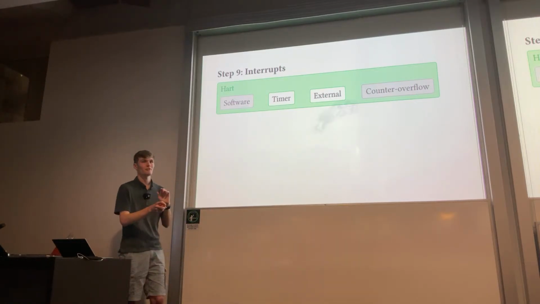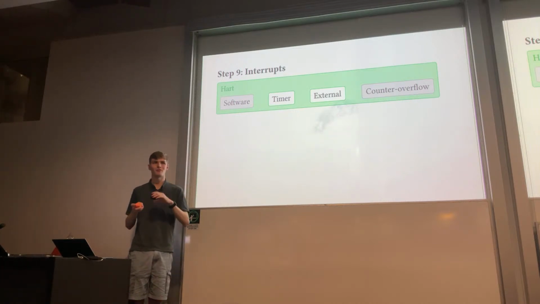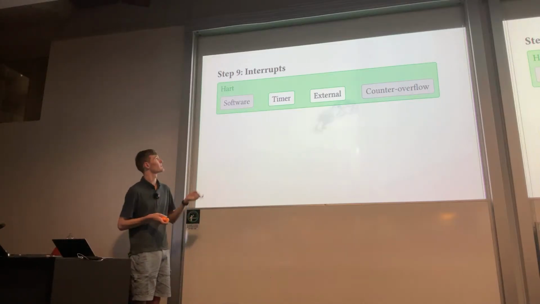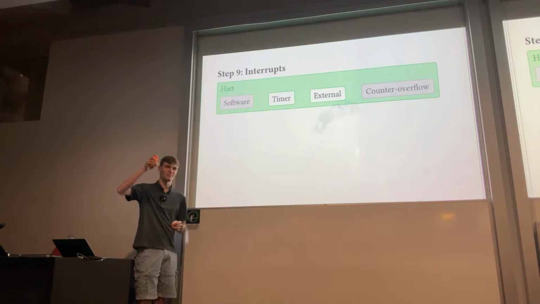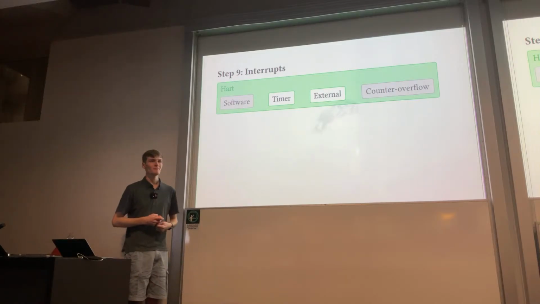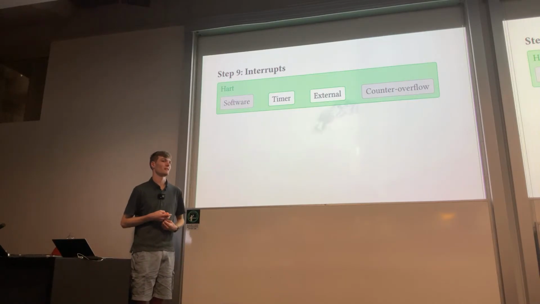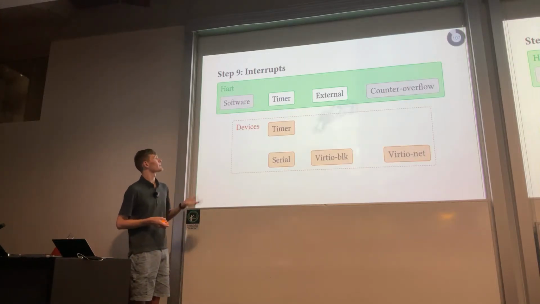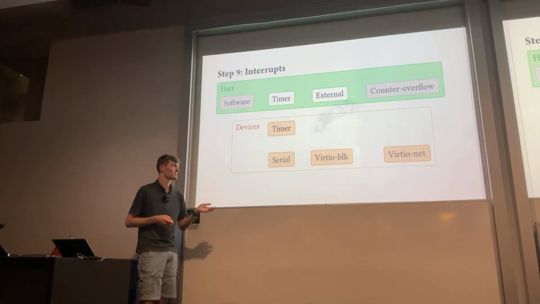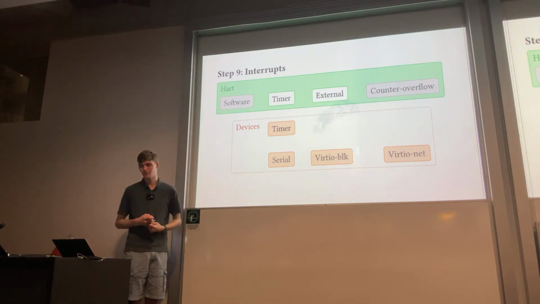Now, software and counter overflow are for very specific things. Software is for interrupts between 2 different harts, which we don't have, so we don't use software interrupts. And counter overflow interrupts are for when the hardware counters, like the cycles counter, tick up and overflow. So we can't really attach any devices to that. So we're left with just the timer and external interrupt to connect all of our devices to.